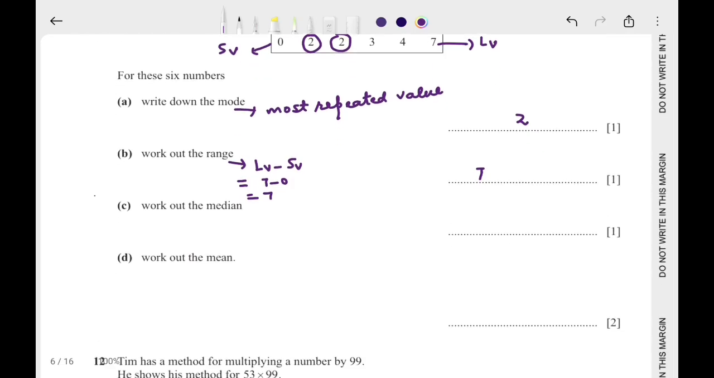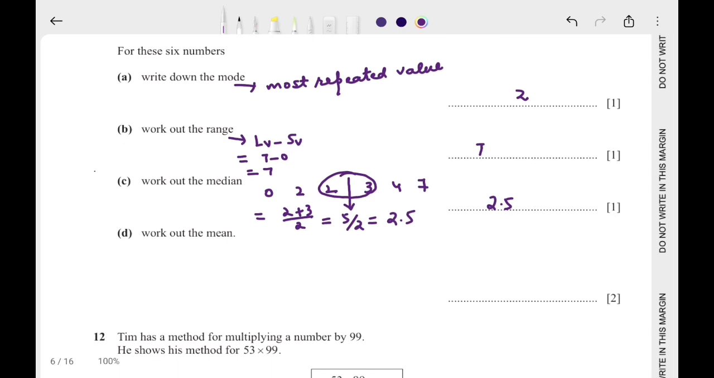Now work out the median. The median is the middle value. Let me write the numbers here again: 0, 2, 2, 3, 4, 7. As these numbers are already arranged, we see that the median is lying in between 2 and 3, so we are going to take the average of these two numbers. So it would be 2 plus 3 divided by 2, 5 divided by 2 is equal to 2.5.